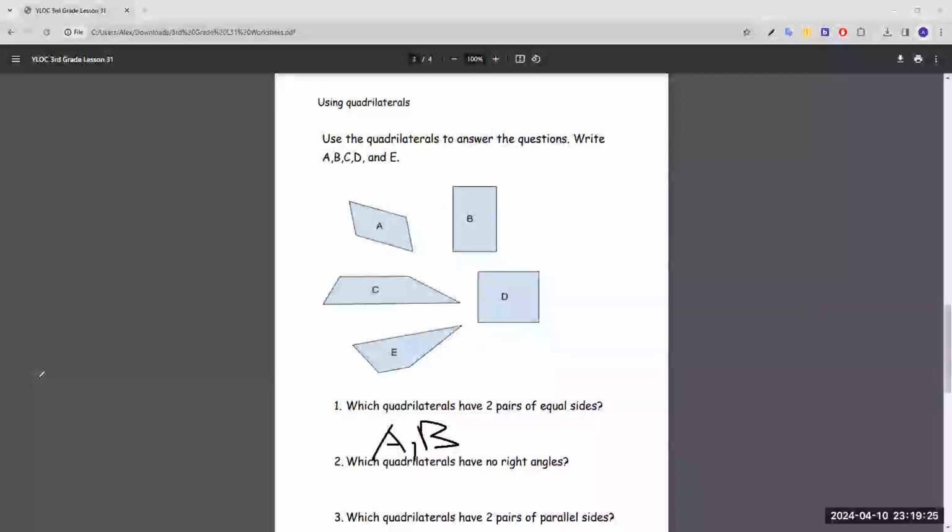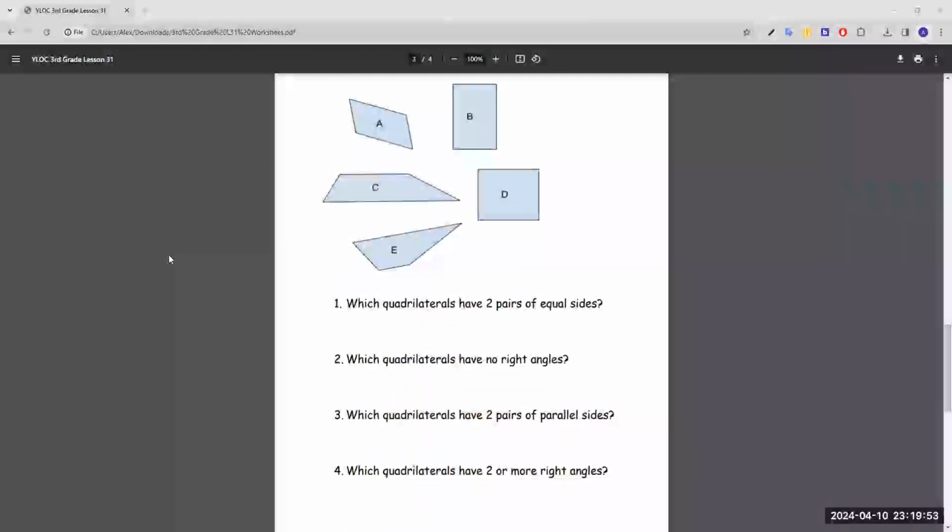Number two, which quadrilaterals have no right angles? B and D are rectangles and squares, so we can cross them off because we know they have right angles. E, there are no right angles, so E is one of them. C also has no right angles, and A as well. So number two is A, C, E.